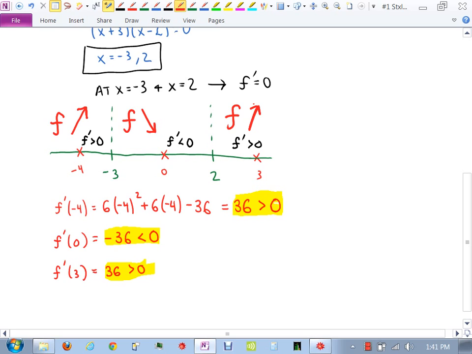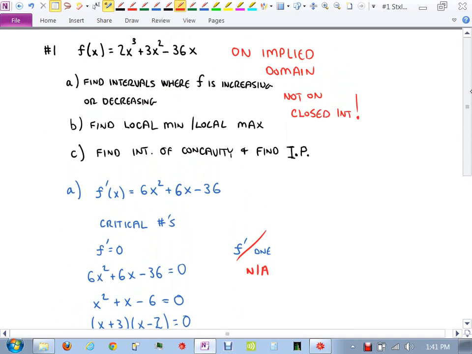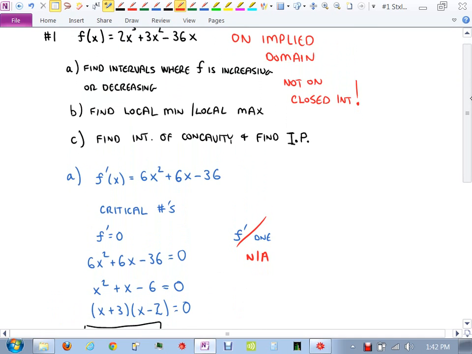It reaches its maximum point where? Where does it reach its max? At what x value? Negative 3, good. Where does it reach its minimum value? At 2. So I can actually answer, I think, parts A and B here at the same time. Right? Part A, where was the function going up? Where was it going down?